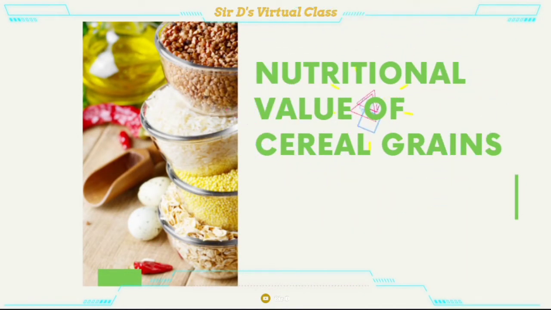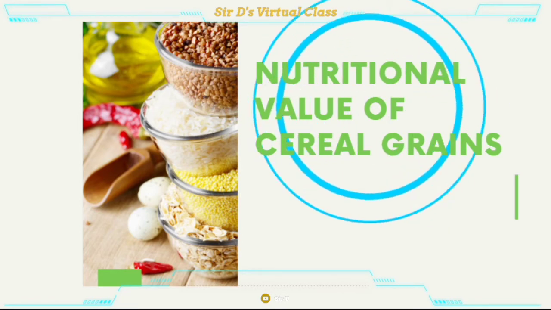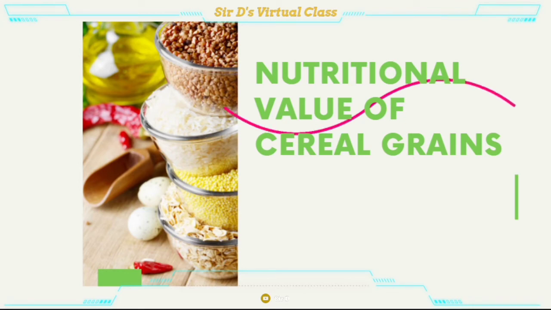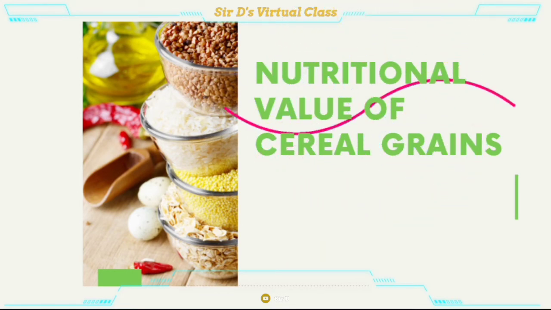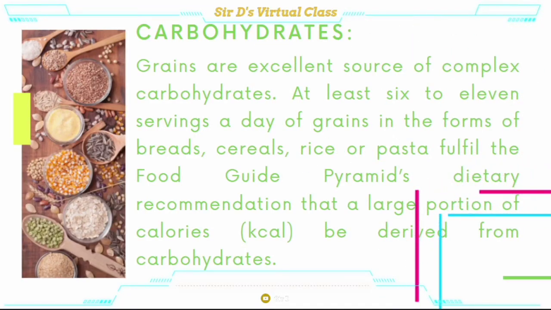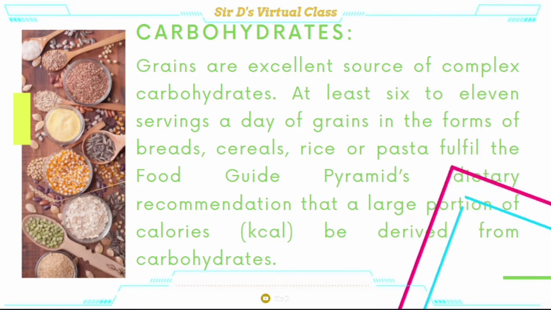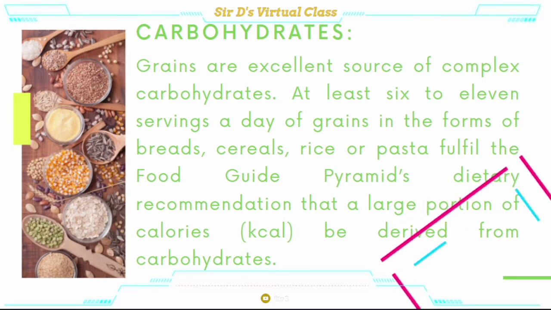A cup of cooked cereal, grain, or pasta contains about 160 calories, 30 grams of carbohydrates, 6 grams of protein, some vitamins and minerals, and a trace of fat. Whole grain products provide additional fiber. Carbohydrates. Grains are an excellent source of complex carbohydrates. At least 6 to 11 servings a day of grains, in the form of bread, cereals, rice, or pasta, fulfill the Food Guide Pyramid's dietary recommendation that a large portion of calories be derived from carbohydrates.